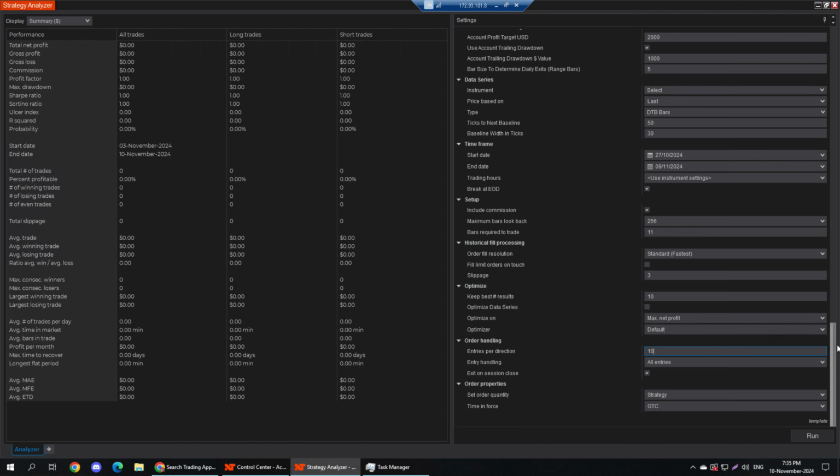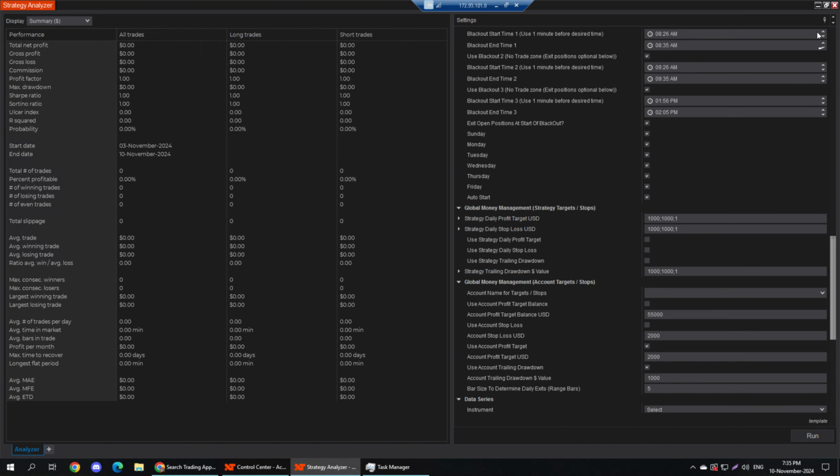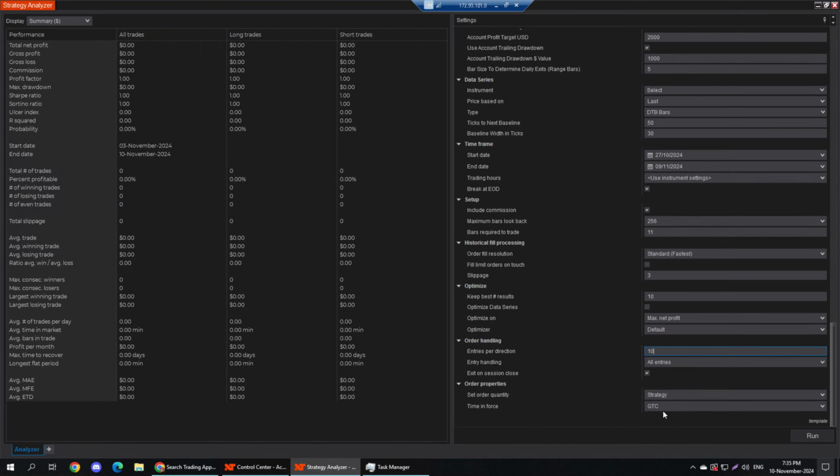There is one last thing I wanted to show you on this. So if I go to the bottom, we've got entry handling. So entry handling is not what I wanted to chat about. Let me just see, where is the setting that I wanted to show you guys?